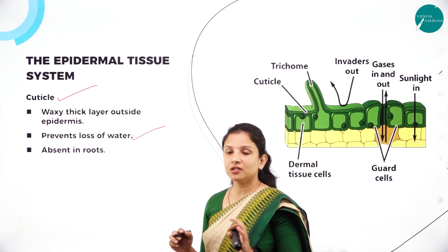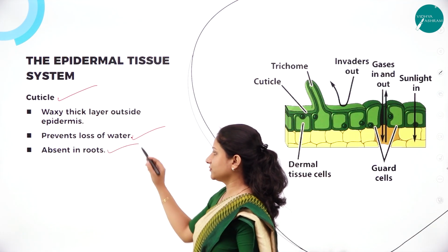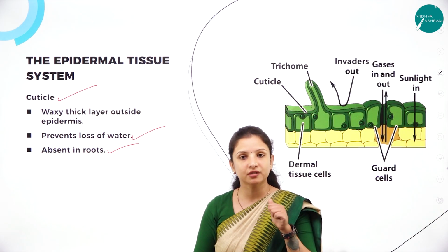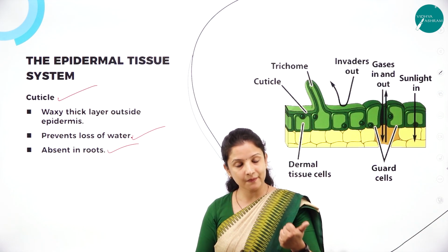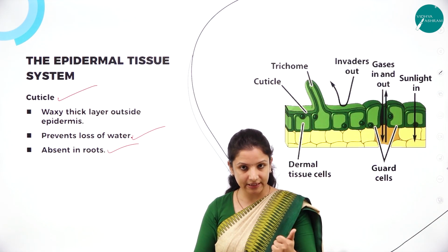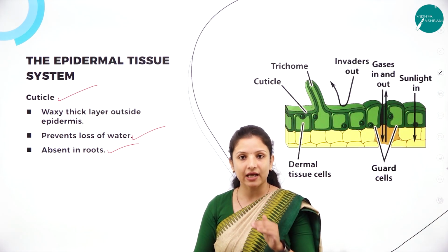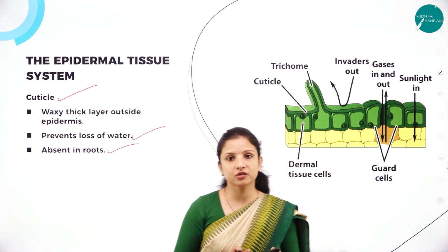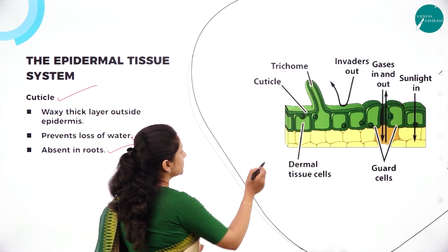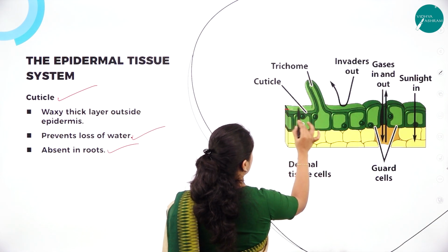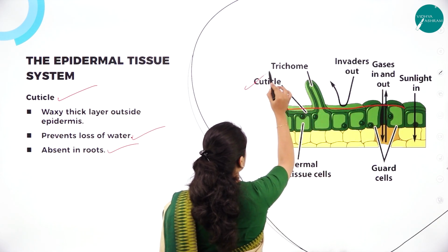But cuticle is not present in the roots. They are absent in the roots. Cuticle is present on the epidermis of the stem. They can be present on the epidermis of the leaves, but cuticle is absent in the roots. So this is about the cuticle. Cuticle forms the outermost covering. This portion that is there is nothing but the cuticle.